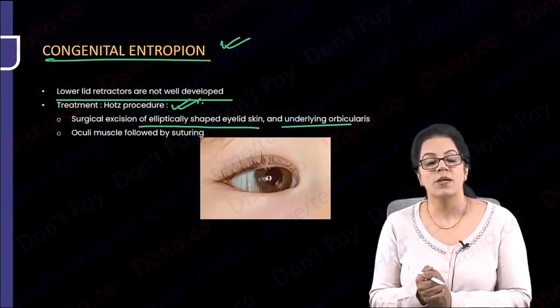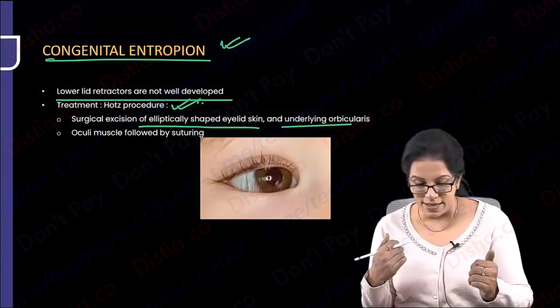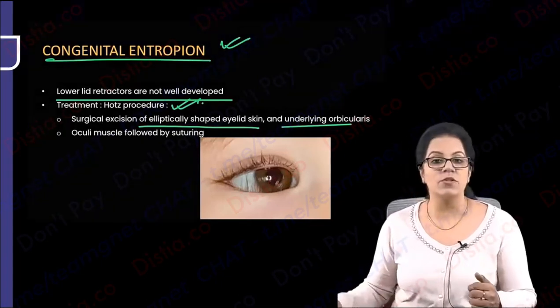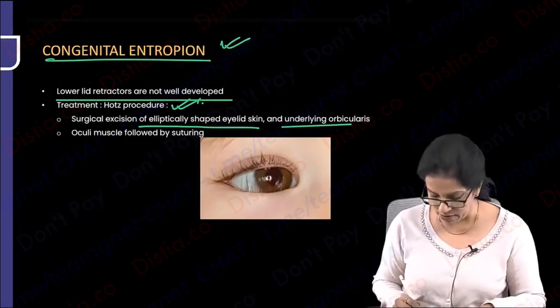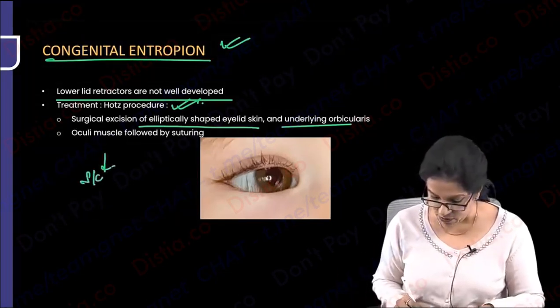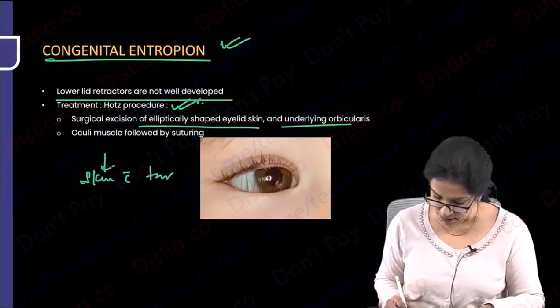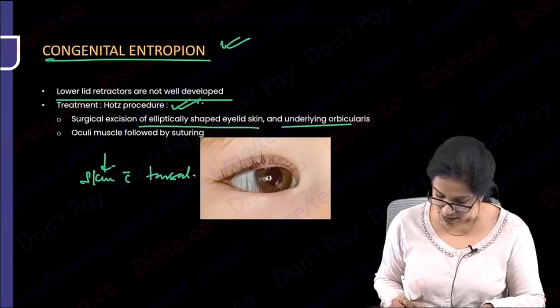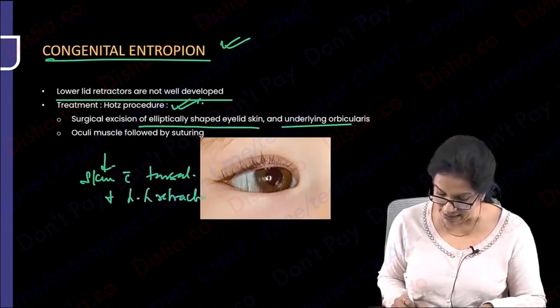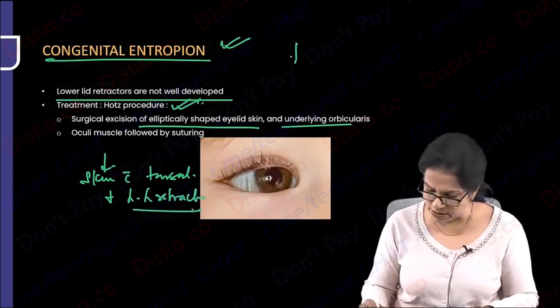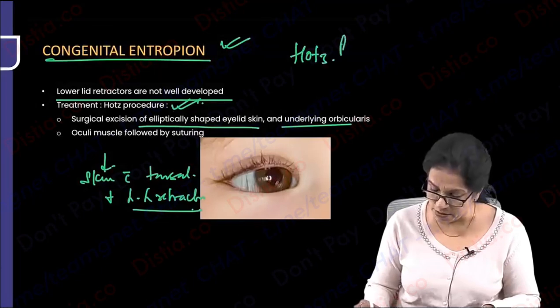So what did we learn? We are actually joining or suturing the skin with the tarsal plate. After this, we are giving a bite to skin, tarsal plate and the lower lid retractors. This is how you are going to manage a congenital entropion, and this is what is called Hort's procedure. Just remember the term, I don't think they are going to ask you the procedure.